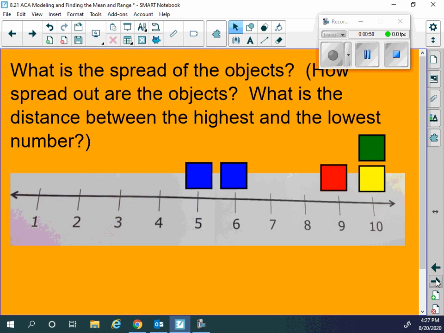Okay, so now let's talk about what is the spread of these objects, meaning how spread out are they? Hopefully you can see that they are ranging from the 5 all the way over here to 10. So they are spread out how many units? From 5 to 10 is how much? 5 spaces, right? So the distance between the highest and the lowest number is 5.